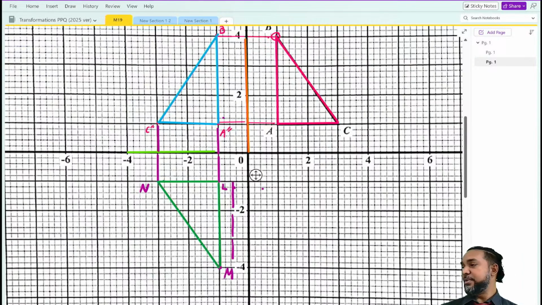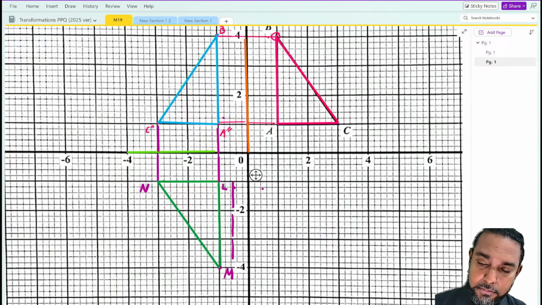Okay, are we okay with the basic principles behind the reflections? Any questions, anybody, anything? All right. Okay, let's see if we could answer the other question, shall we?